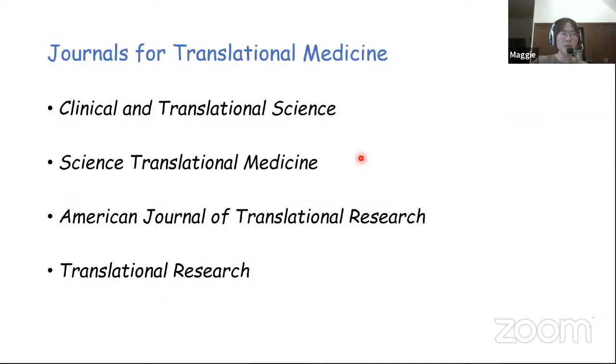And also here shows some of the journals for translational medicine, and you can download the manuscripts from these journals to read more about that.